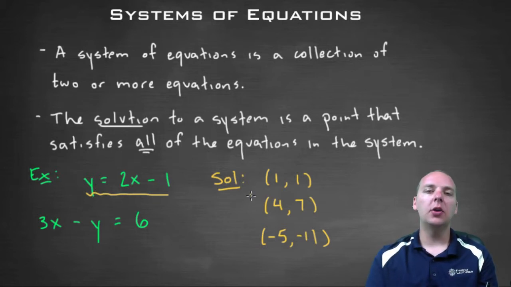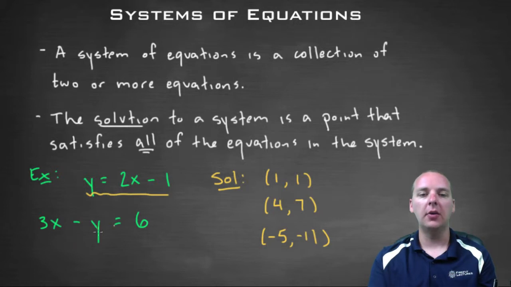Okay, but now let's go a step further. Which of these are solutions to the system? I don't know, let's check it. Do one or all of these make the second equation true? Let's try (1, 1). 3 times 1 is 3, 3 minus 1, which is your y value, would be 2. 2 doesn't equal 6. So even though this is a solution for the first equation, because it doesn't satisfy the second equation as well, it is not a solution to the system. I'll leave it to you to try the others, but the second one doesn't work and the third one doesn't work.